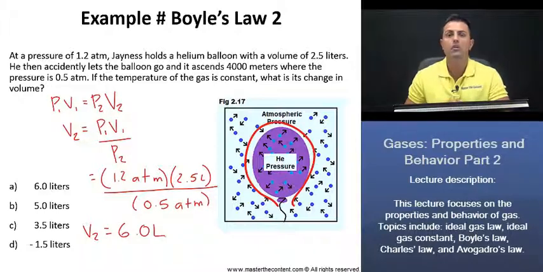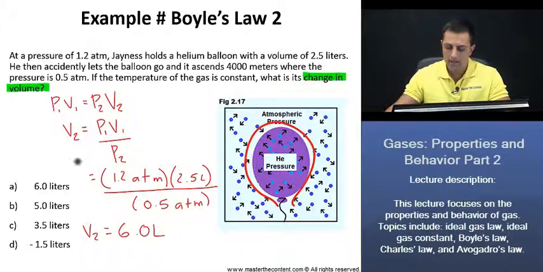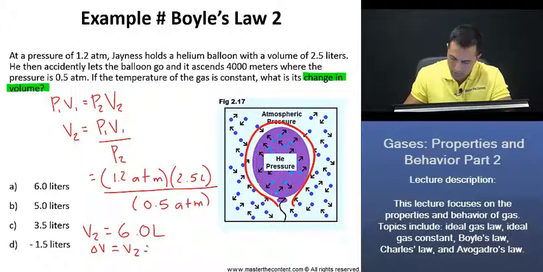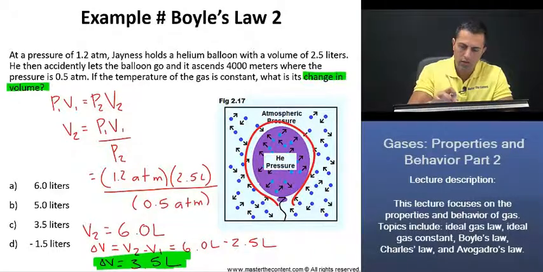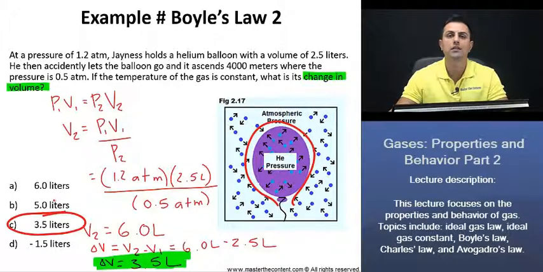Now, are we done? No, we're not done. And why is that? That's because we're being asked for the change in volume, right? This is just going to be the final volume. Thus, to find the change in volume, we're going to have to use the following equation here, where V2 minus V1. And we know V2 is going to be 6 liters, and that initial volume was 2.5 liters. Thus, that change in volume is going to be 3.5 liters as such. Thus, C would be our best answer there. Great. Let's now continue to our next slide.